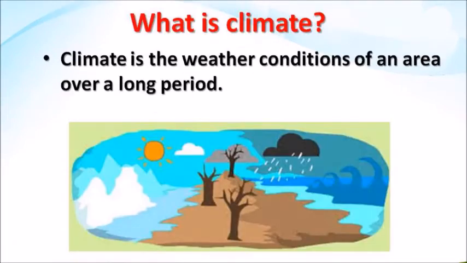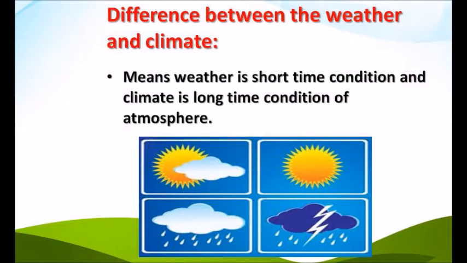Our next topic is what is climate? Do you know about the climate? Climate is the weather conditions of an area over a long period. What is the difference between weather and climate? Weather is the short-time condition and climate is the long-time condition of the atmosphere.